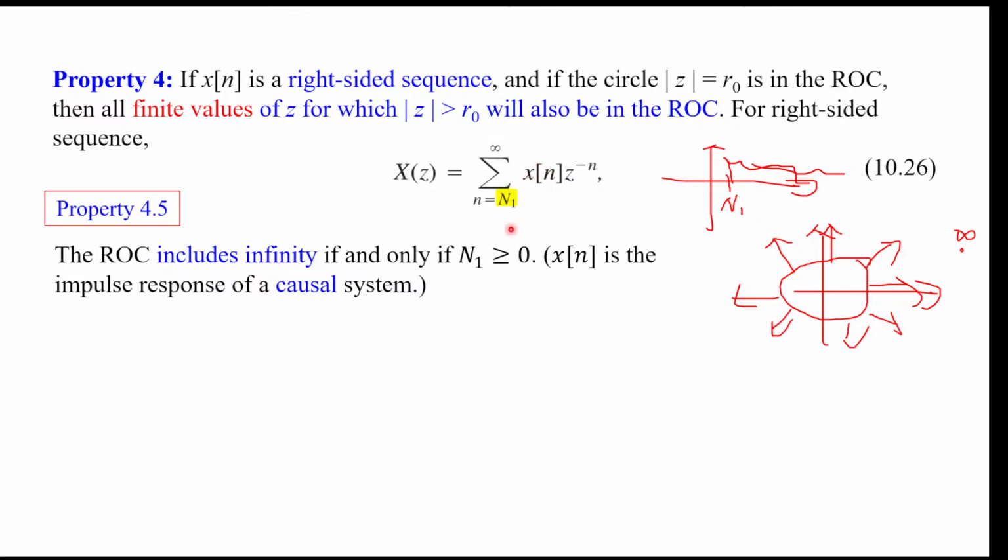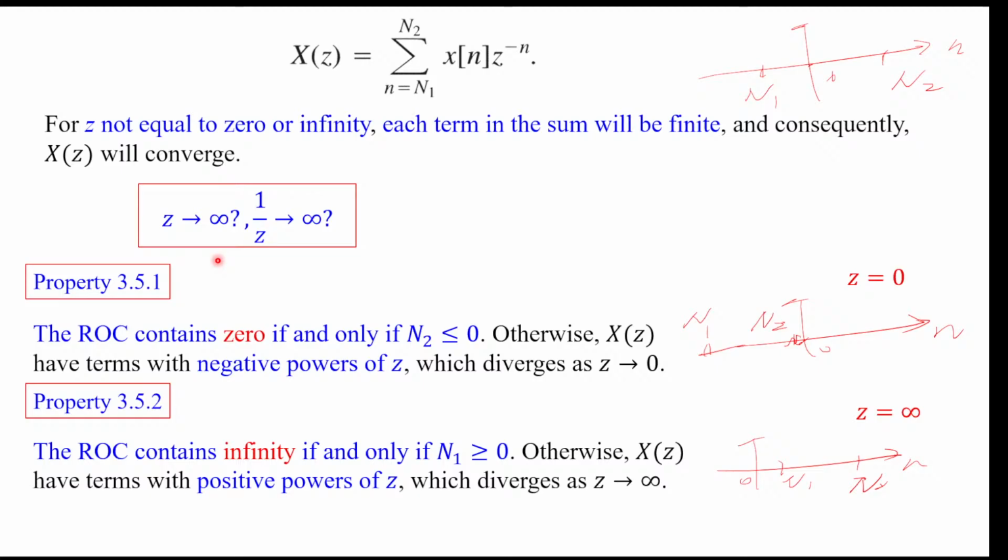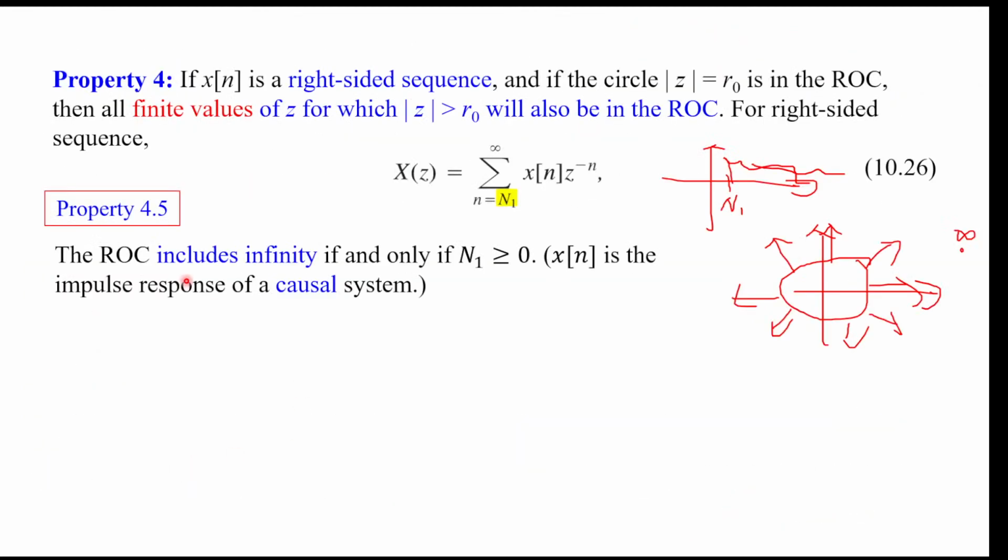So say your x of n starts at some n1, then you want this n1 to be greater or equal to 0. Only then will your ROC include infinity, and that is exactly the same argument here. So if n1 is less than 0, then you have some positive power term, and ROC will not include infinity. So once again, we need to look at this left-sided bound of your right-sided sequence, this n1. And we want n1 to be greater or equal to 0. That's only when ROC will include infinity.